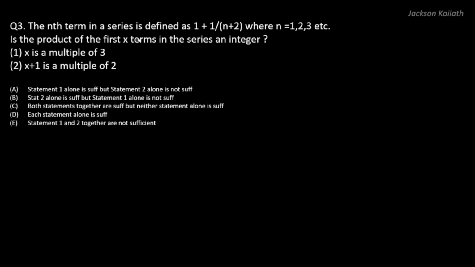The nth term in a series is defined as 1 plus 1 divided by n plus 2, where n is equal to 1, 2, 3, etc. Is the product of the first x terms in the series an integer? So that's the question. And we're given two statements. X is a multiple of 3. X plus 1 is a multiple of 2.